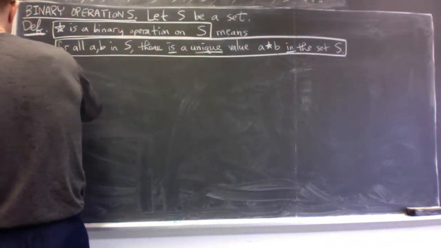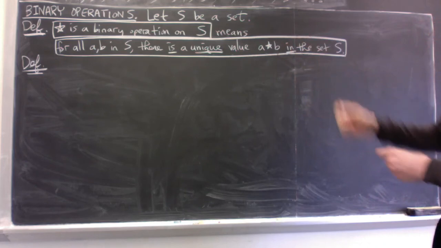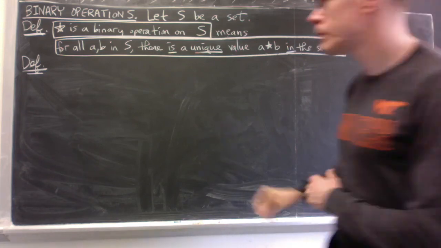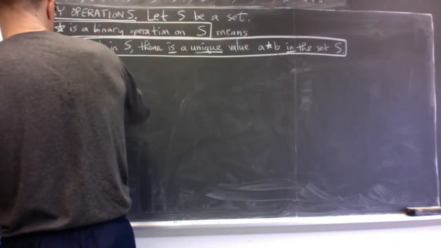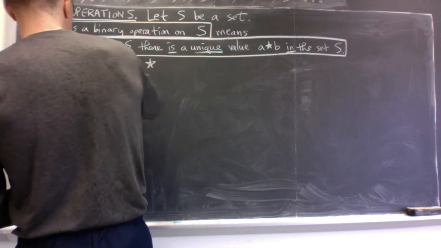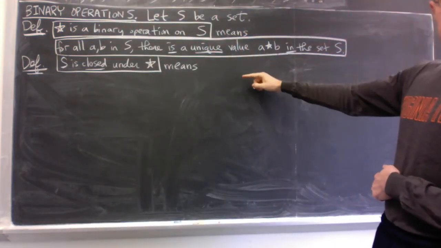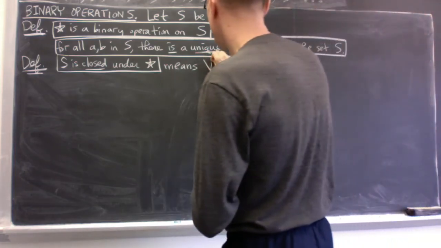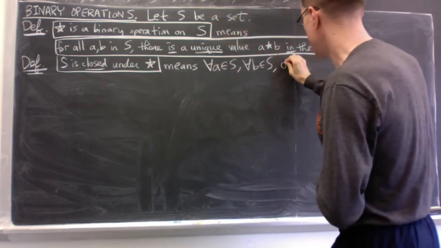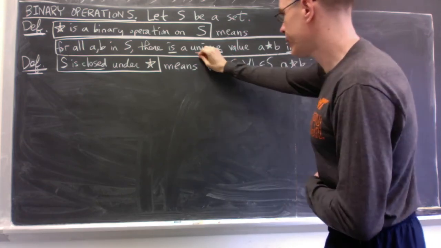As a second definition, it's already in this one, but it's also given a separate name. We'll say that S is closed under star to mean: for any A and B coming from S, for all A in S, for all B in S, this output A star B is again in S.